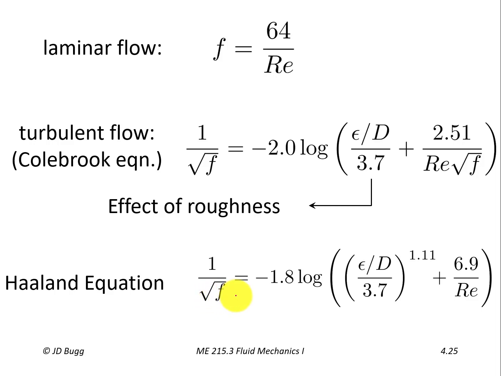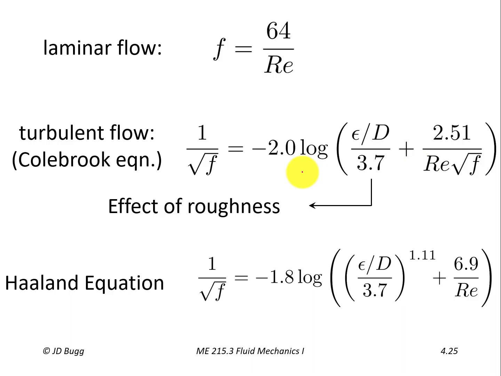Now, it's not quite as accurate as the Colebrook equation, but it's within about 2% over a very, very wide range of conditions. So if you're doing hand calculations, I'd recommend that you just use the Haaland equation, because that's much, much easier. But if you're doing a spreadsheet or a computer program where you can handle the iteration required in the Colebrook equation, then you would get more accurate results using the Colebrook equation.